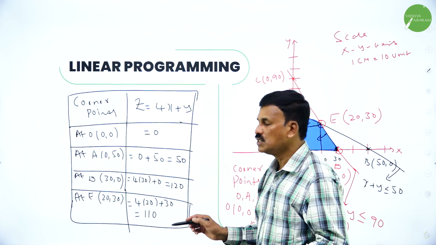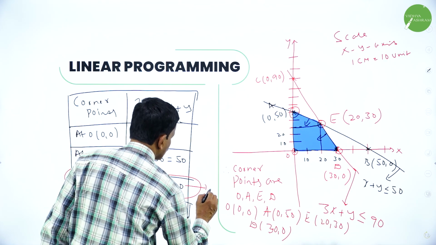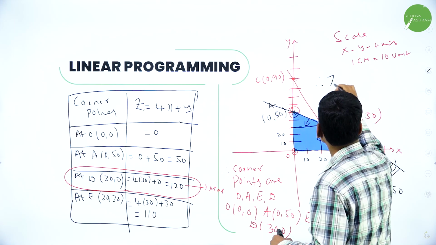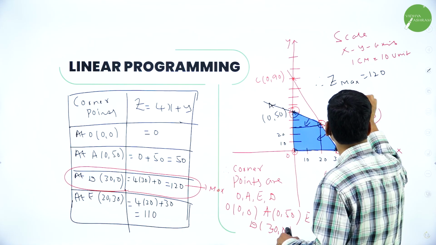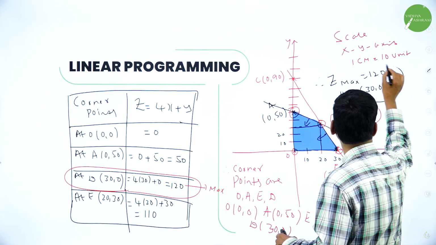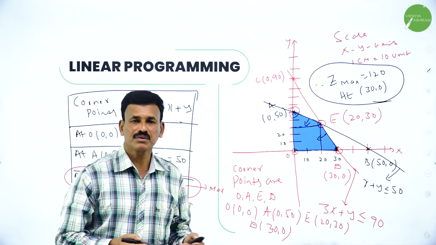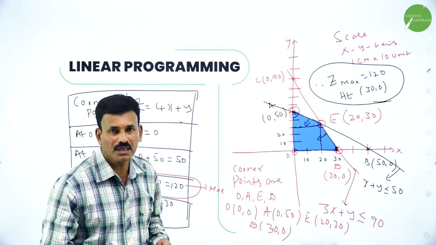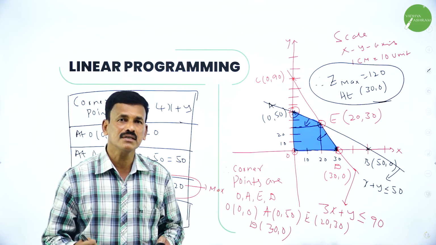What is the maximum value? The maximum value is 120. Therefore, Z maximum is equal to 120 at (30, 0). This is the maximum value of the given linear programming problem. That's it. This is how we solve an LPP problem by the graphical method. Hope you follow. If you solve this much, definitely you will get 5 marks.